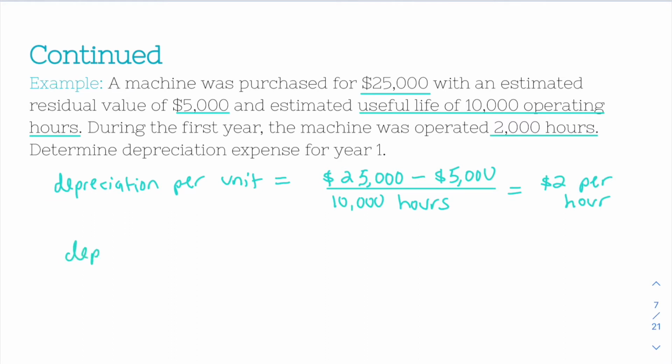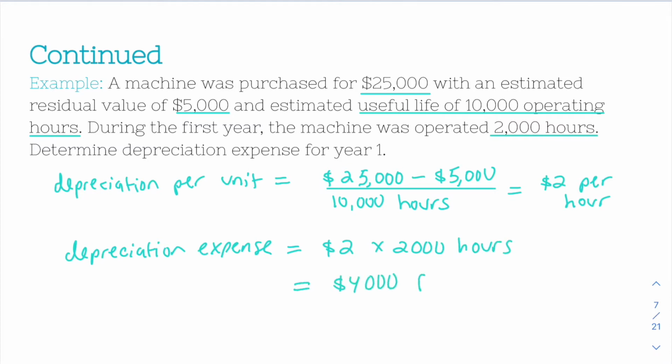So our depreciation expense for year 1 is going to be depreciation per unit times the units of activity for year 1. So that is going to be $2 an hour times 2,000 hours equals $4,000 for year 1. Okay, so that is the units of activity method.